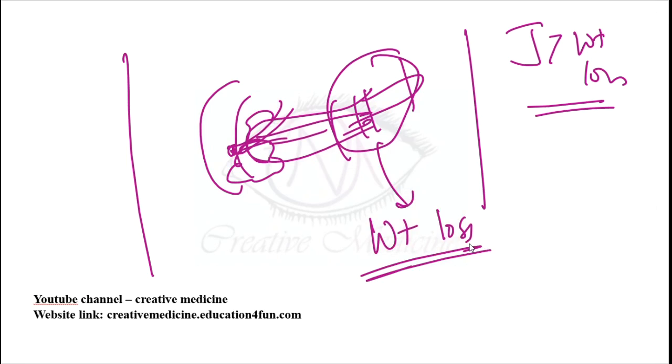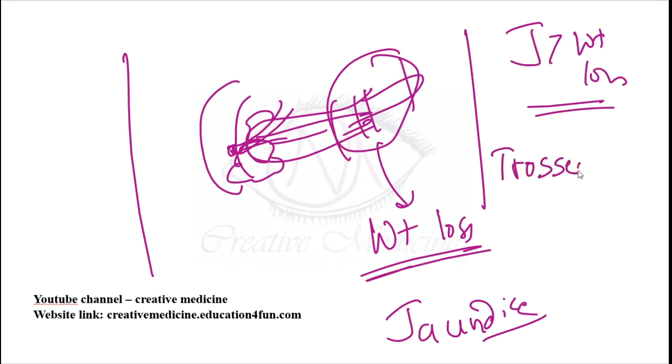Then we have ampullary carcinoma. The most common symptom of ampullary carcinoma is jaundice, and there will be waxing and waning of jaundice seen in these patients. Carcinoma of the pancreas is also associated with migratory thrombophlebitis, which is called Trousseau's syndrome.